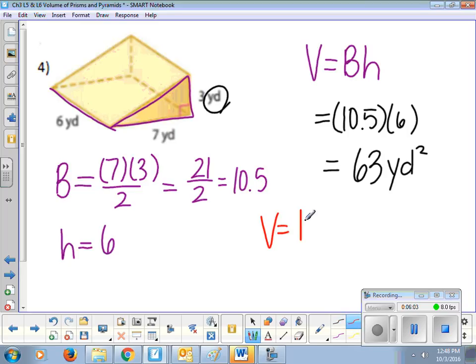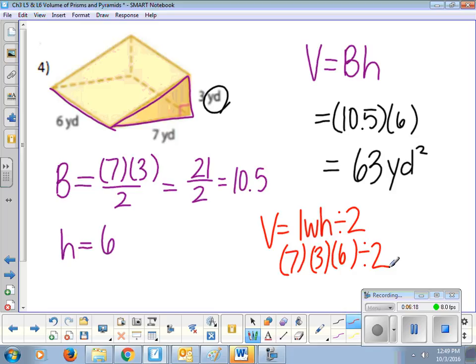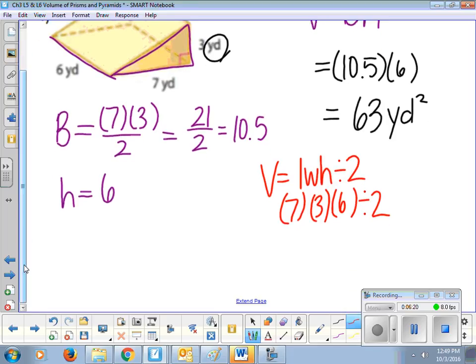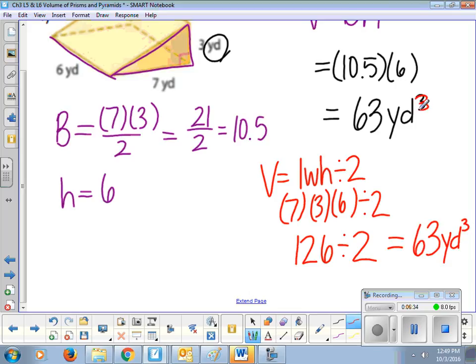We could have also solved using length times width times height dividing by 2, since we have a triangular prism. So you can multiply 7 times 3 times 6 and divide by 2. 7 times 3 times 6 equals 126. Divide 126 by 2 and you get 63. So either way you will come up with the same answers, and this should be units cubed.